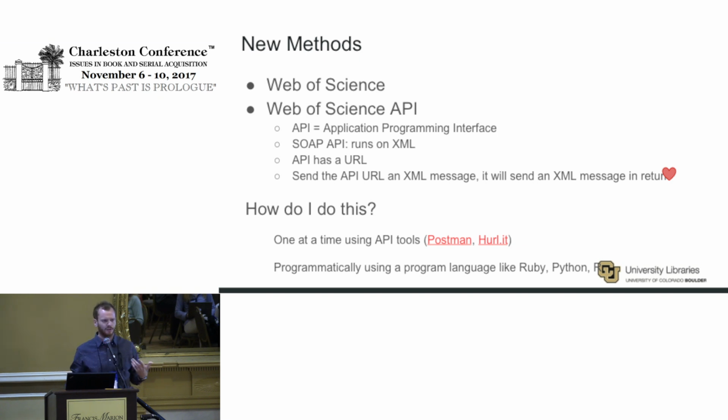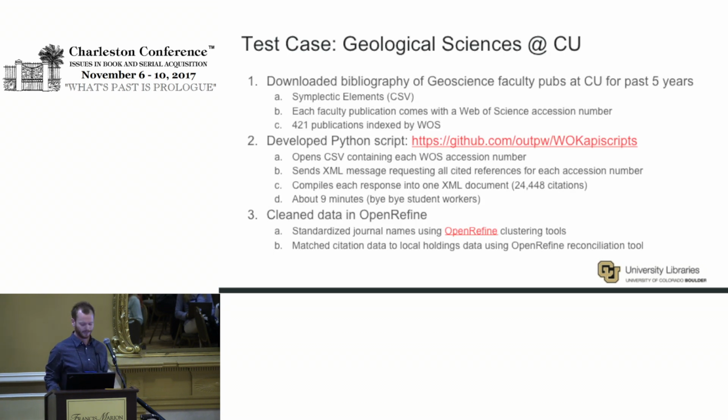And then I turned to, well, how would I do this in mass? Because with Postman I could send one query at a time, but I want to send lots of queries in a short amount of time. So I turned to Python. I constructed some Python scripts that could do all this in an automated way. You could also do it with Ruby or R or a bunch of other programming languages, if you're savvy with any of those.